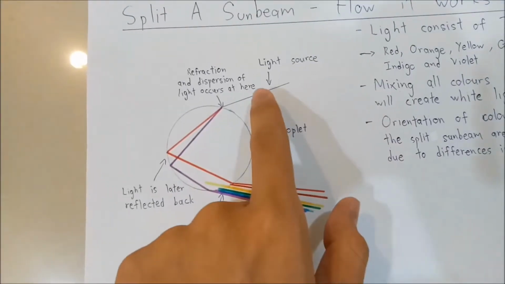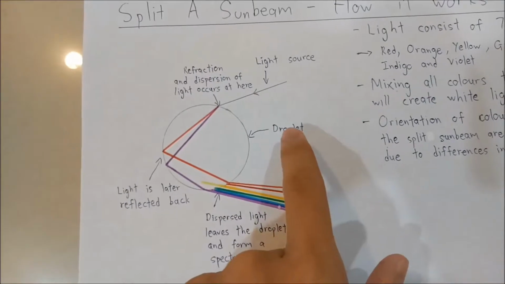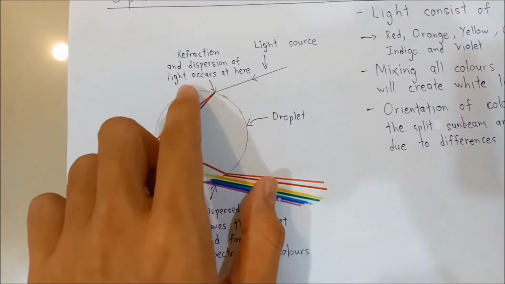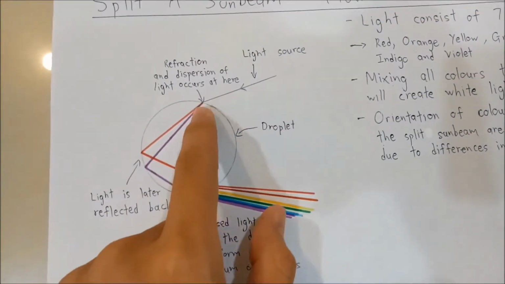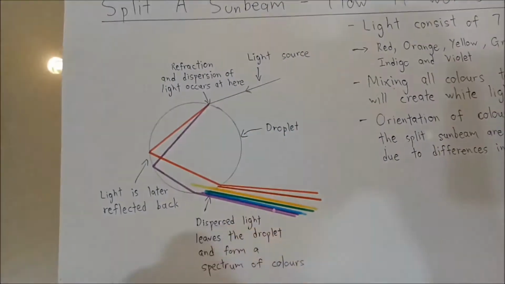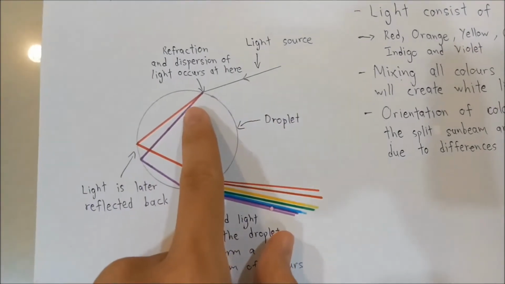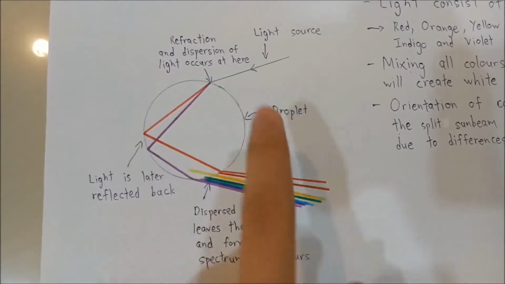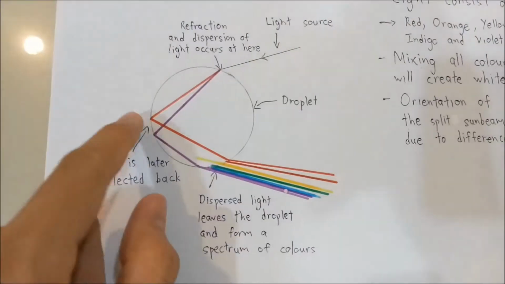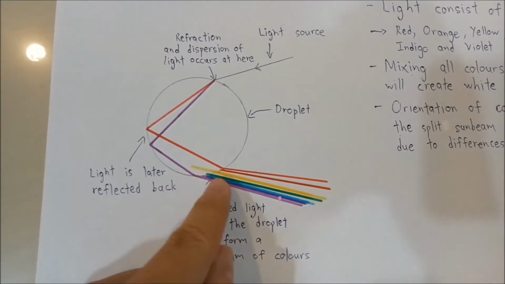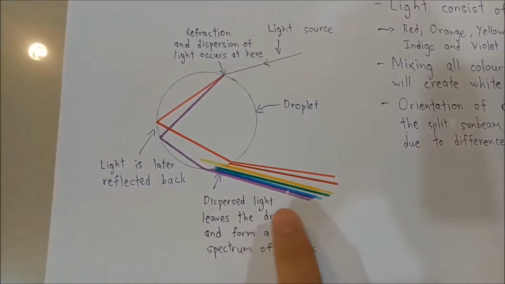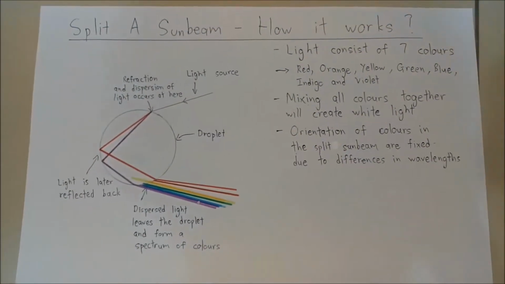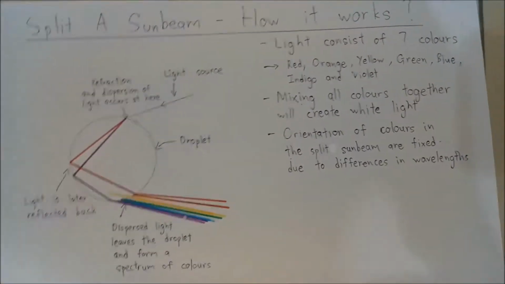So when the light hits on the droplet in the air, refraction and dispersion of light will occur at the point where it hits on the droplet. Then the dispersed light will bounce back when it hits on another surface of the droplet. Then the dispersed light leaves the droplet and forms the spectrum of colors. The orientation of these colors are fixed.